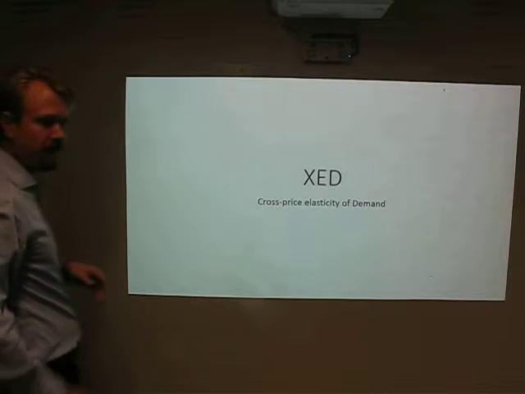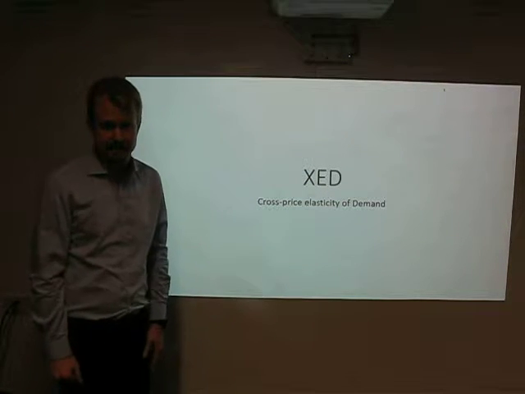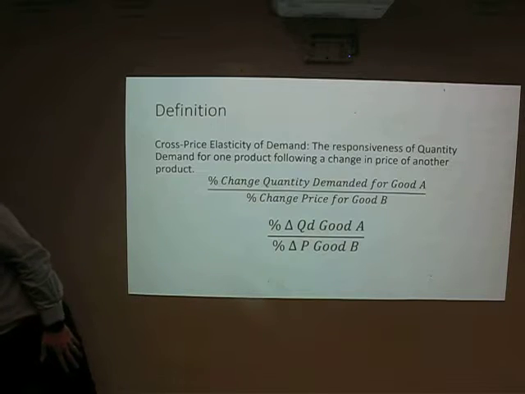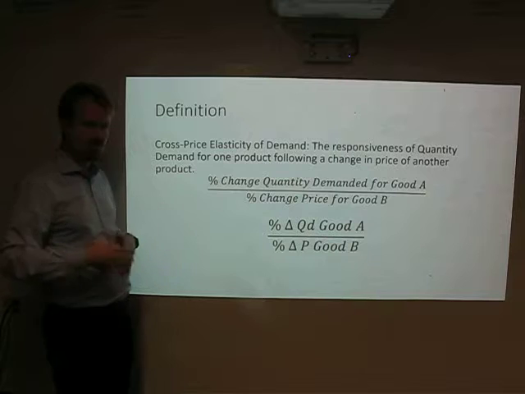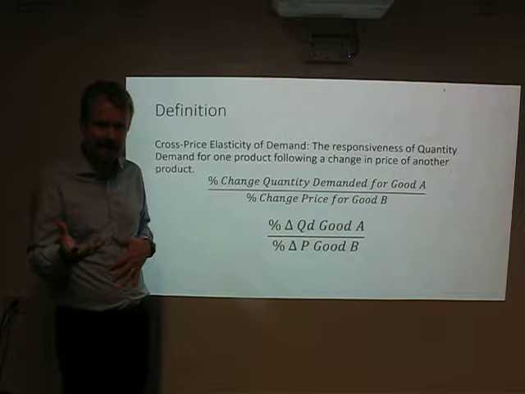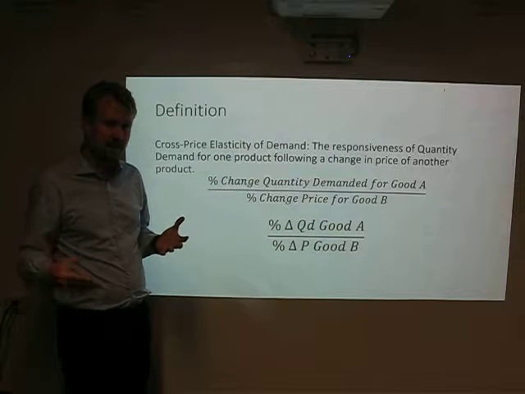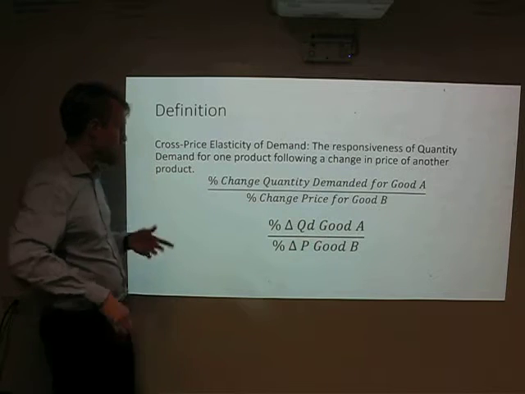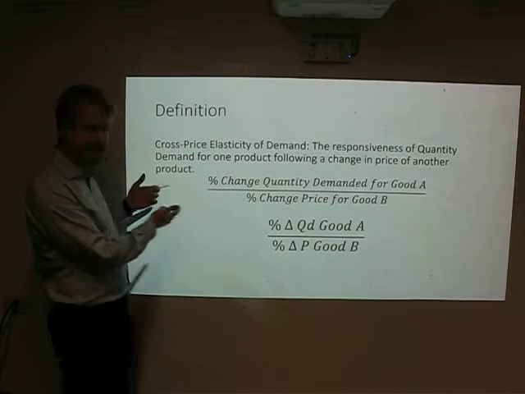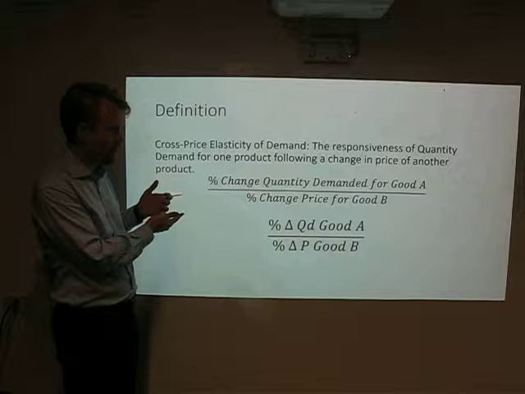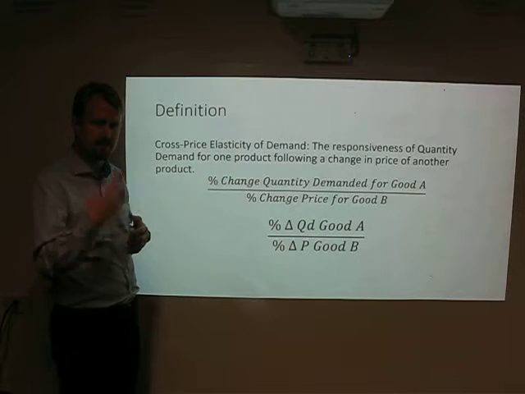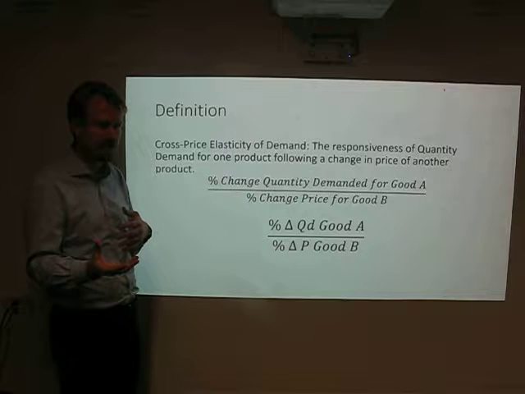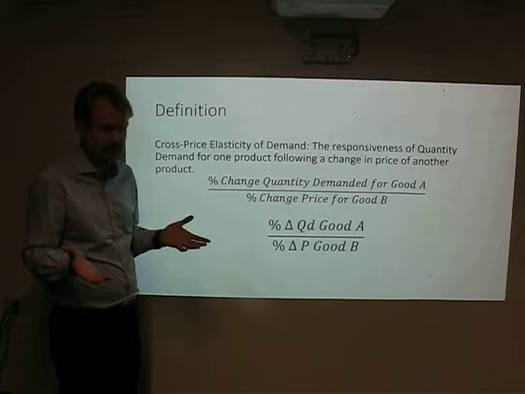Alright, we've got this video for cross-price elasticity of demand. First of all, a definition. The cross-price elasticity of demand is the responsiveness of quantity demanded for one product following a change in the price of the other product. We've got our formula here. Don't get too hung up over the whole good A and good B thing. It's really just a matter of one product has changed its price, and so the other product is changing its quantity demanded. Simple as that.